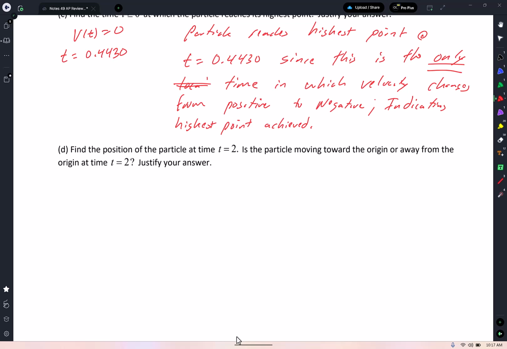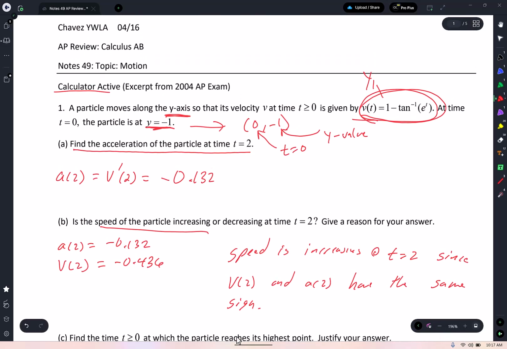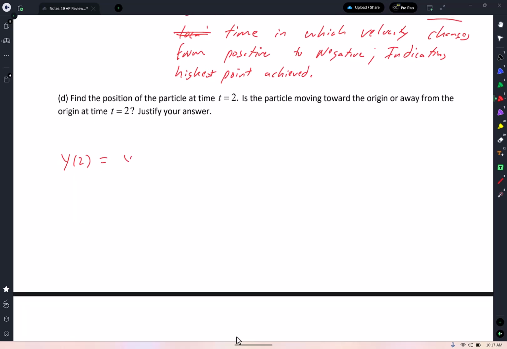You guys ready for the position? My position at 2, remember this is on the y-axis. I'm either going up or down. My position at 2, so y of 2, is equal to the initial position they gave me. What initial position did they give me? At time t equals what? 0, which is -1. You can put -1 right off the bat. I'm going to say y of 0 plus my displacement. Do we remember how to get displacement?